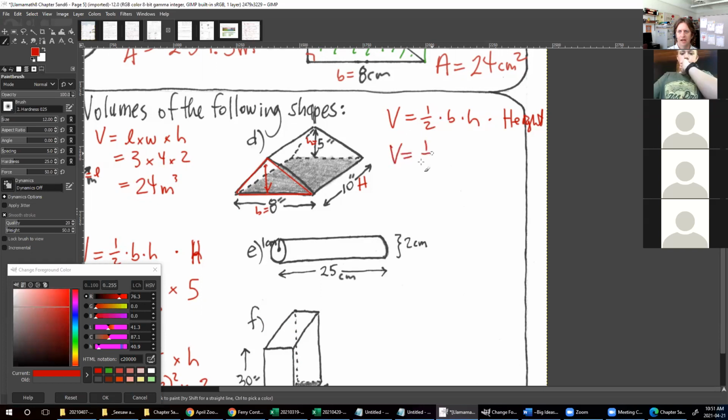So volume is equal to one half times the base of this triangle, which is 8. And when I put these dots, it also means just times. It just means that it doesn't get mixed up with x's if I use an x. This height here is the same as this one, so it's going to be 5 times, and then this length or the depth, if you tip that shape up, it would be the height of 10. So volume is equal to 8 times 5 is 40, so half of 40 is 20. 20 times 10 is 200, and I hope I have that right. And cubic inches.